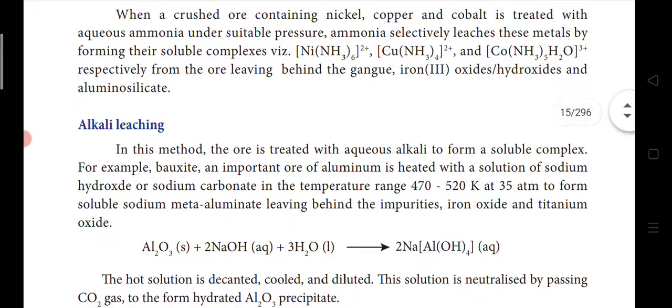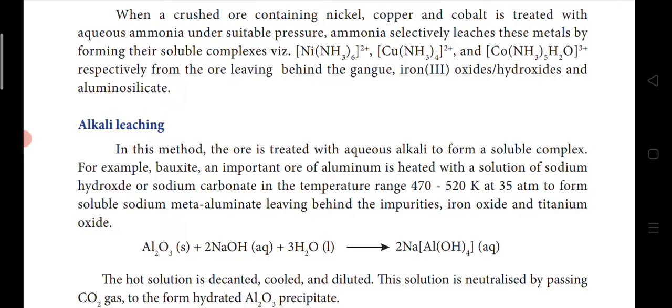Next is alkali leaching. Alkali means we will be using any base. In this method the ore is treated with aqueous alkali to form a soluble complex. For example bauxite, which is an important ore of aluminium, is heated with a solution of sodium hydroxide or sodium carbonate at a temperature of 470 to 520 Kelvin at 35 atmosphere to form a soluble meta-aluminate, leaving behind the impurities.